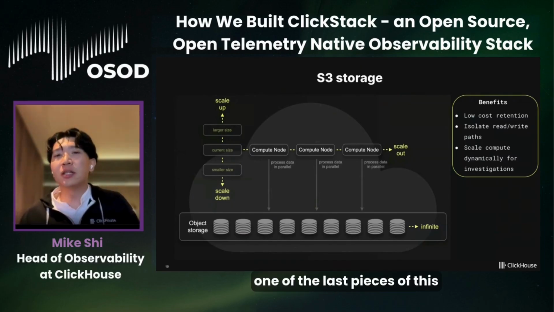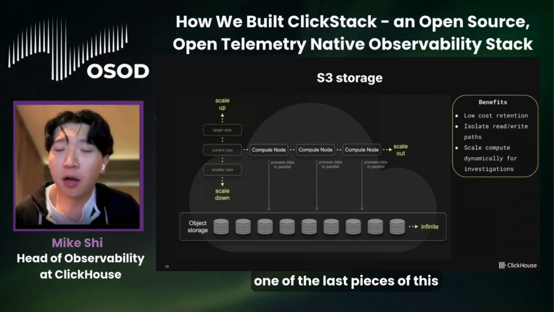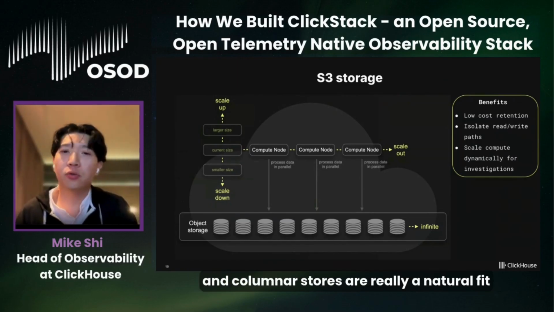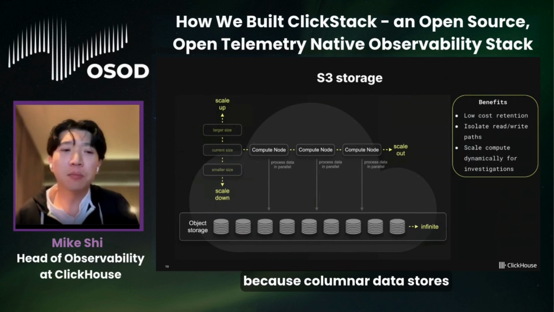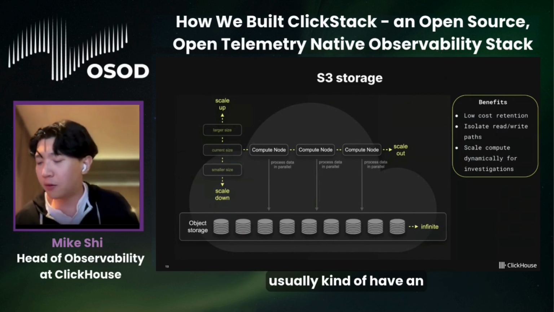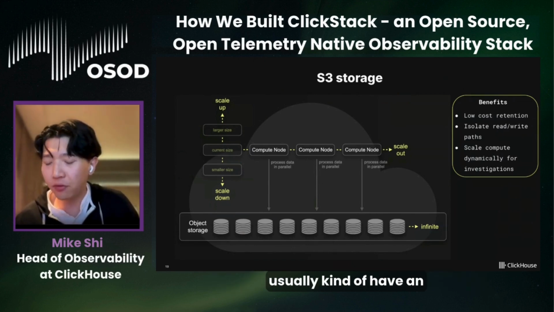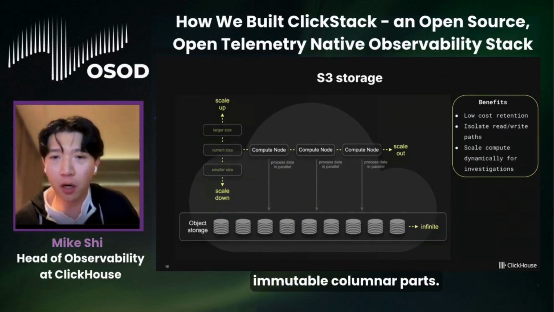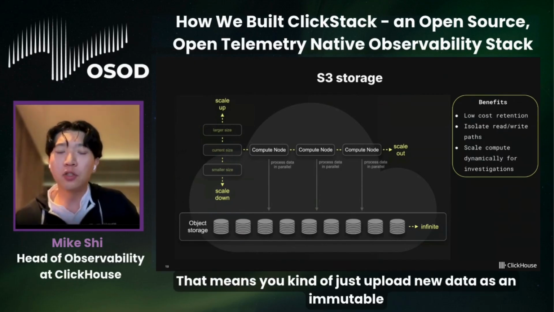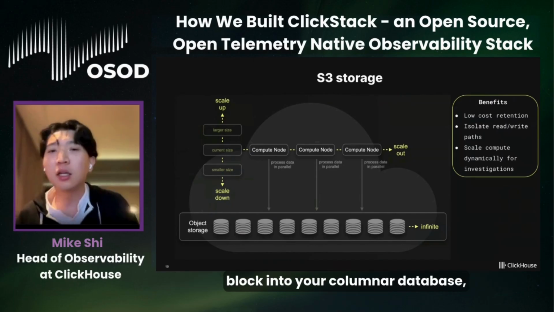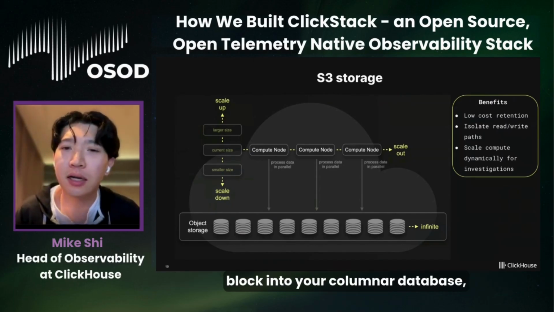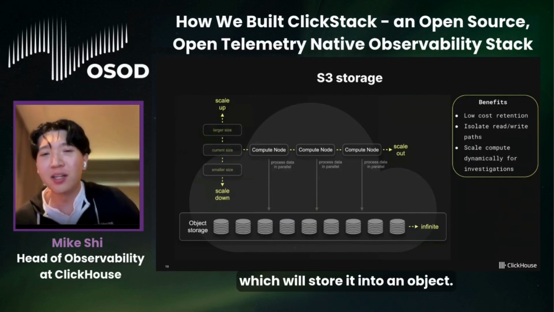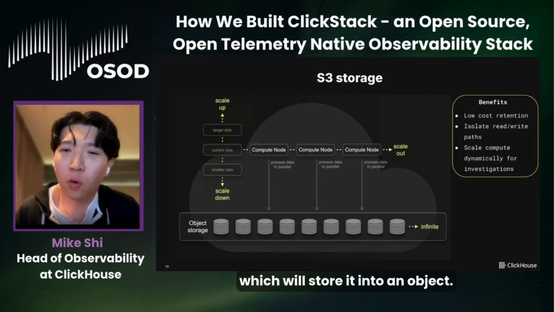And finally, one of the last pieces of this is object storage and compatibility on top of it. Columnar stores are really a natural fit, because columnar data stores usually have an assumption of immutable data, or immutable columnar parts. That means you just upload new data as an immutable block into your columnar database, which will store it into an object store.